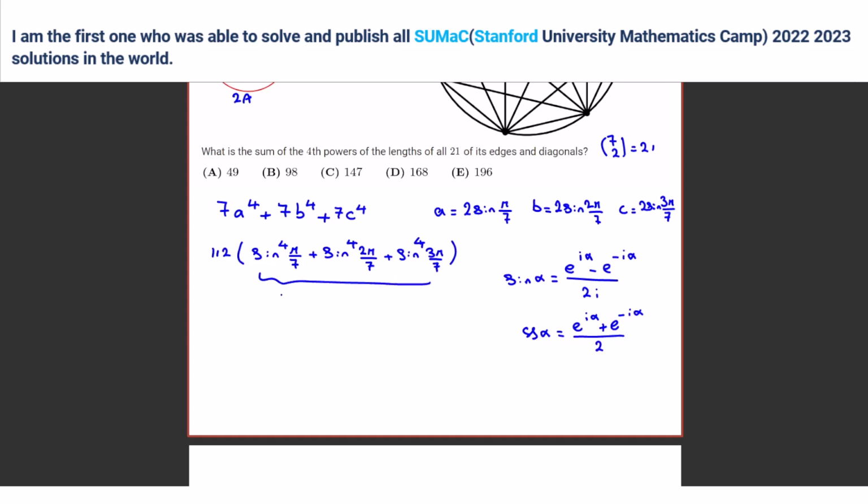For this part, let's call this one, for example, T. T is equal to, and let's consider alpha is equal to pi over 7, okay? So the first one is e to the i alpha, right, over 2i to the 4th, plus e to the i 2 alpha minus e to the negative i 2 alpha to the 4th.